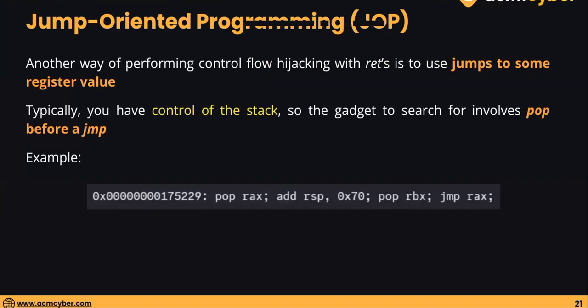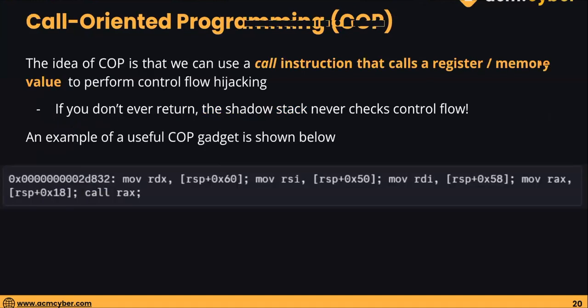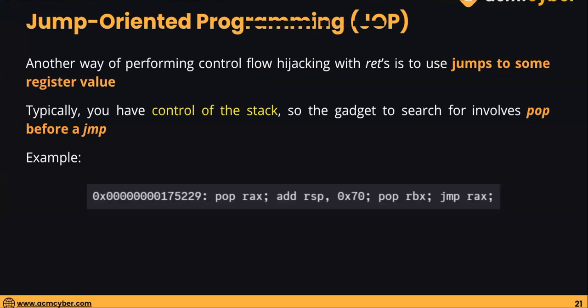Okay, the next one is jump-oriented programming. It's similar to call-oriented programming, but this time instead of call, we're using a jump. What usually happens is that you have a pop and then a jump gadget. Over here, we see that the gadget is popping RAX, and then after that it pops RBX, and then jumps to RAX. Because we generally have control of the stack, we are able to control both RAX and RBX, and using that, we can jump to an address that we want, and we also have control of RBX to do what we want.